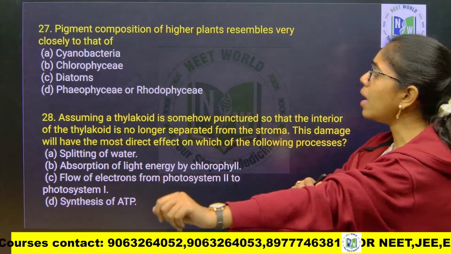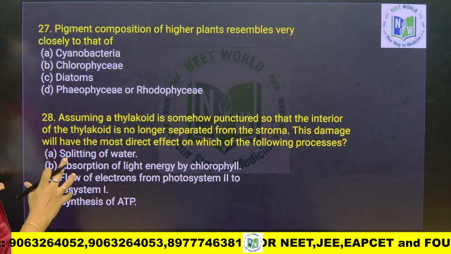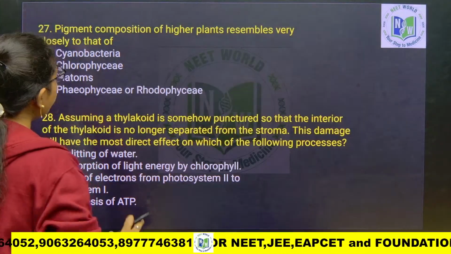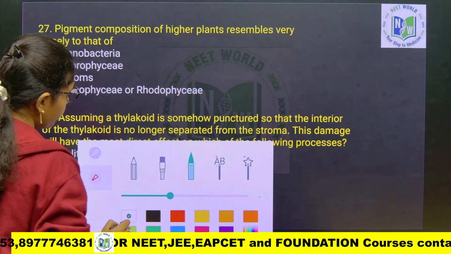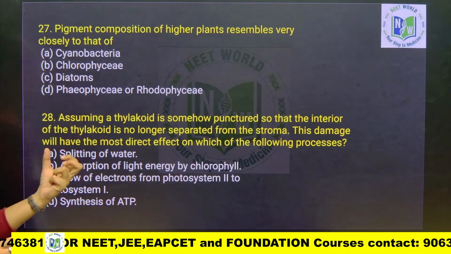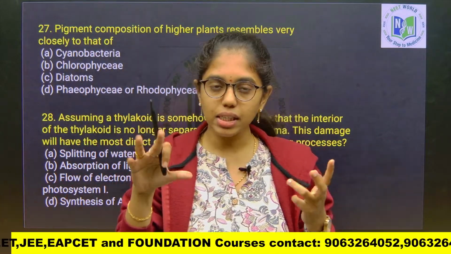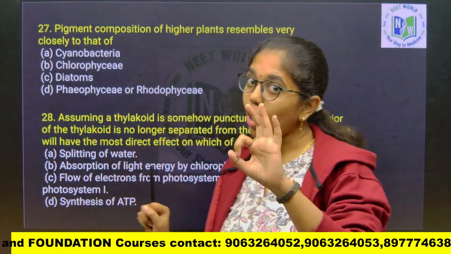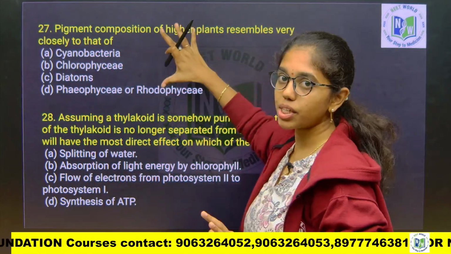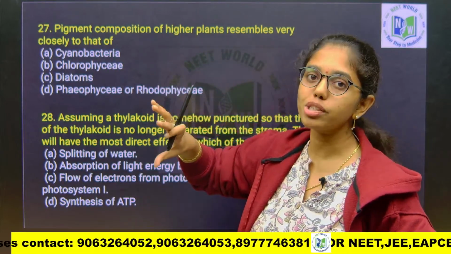Next you see, ma: pigment composition of higher plants resembles closely to that of. So here, if you observe the question and the options, the question is framed from chapters connecting photosynthesis in higher plants, biological classification and plant kingdom. From all these three chapters the question is linked and asked. So here you have to know the pigment composition for each thing.